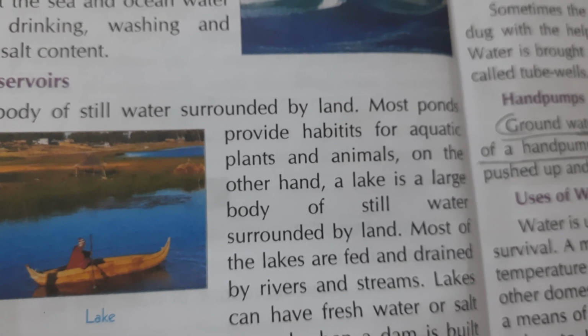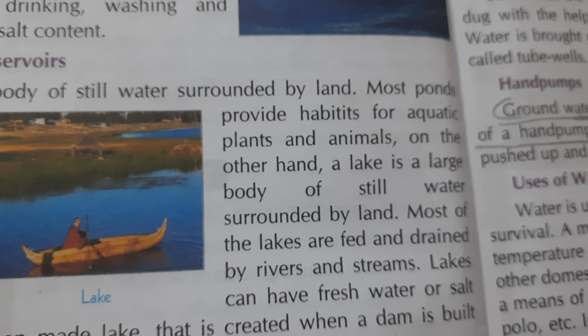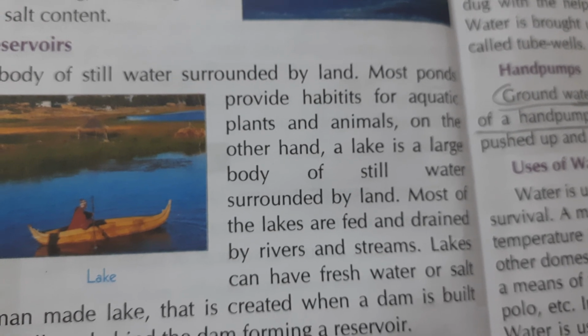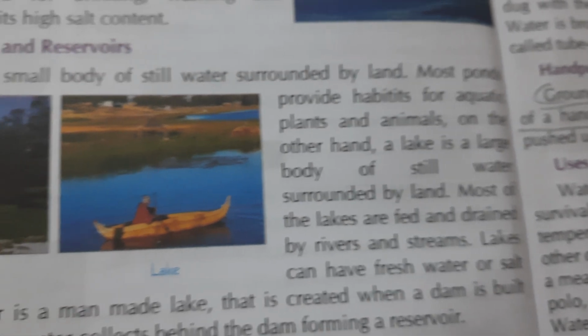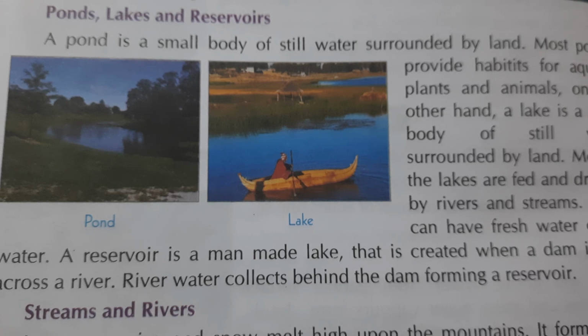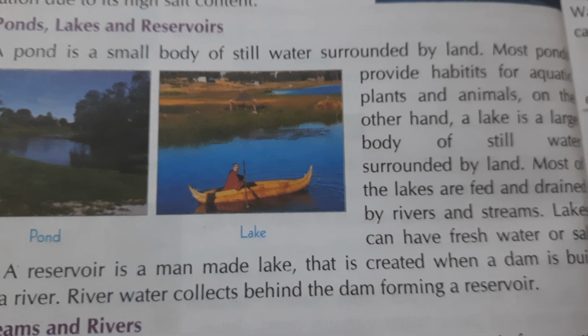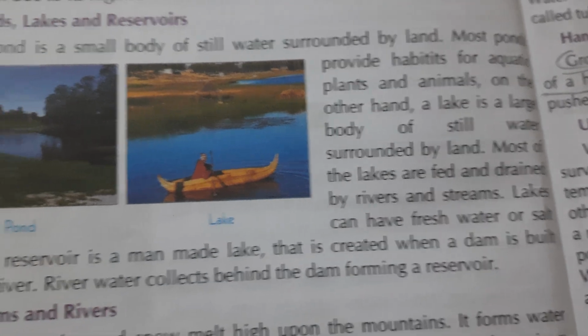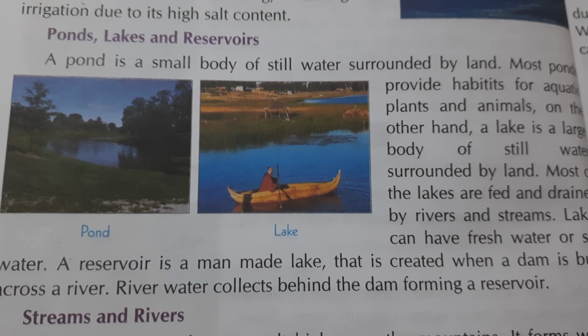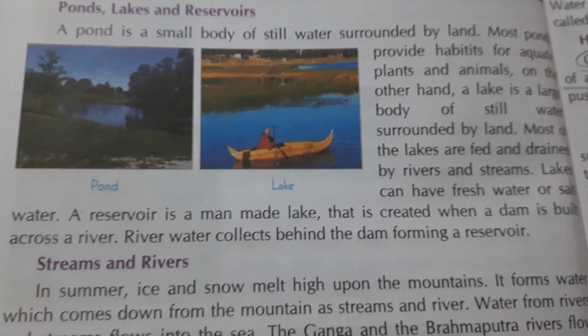Most lakes are fed and drained by rivers and streams. Lakes can have fresh water or salt water. A reservoir is a man-made lake that is created when a dam is built across a river. River water collects behind the dam, forming a reservoir.